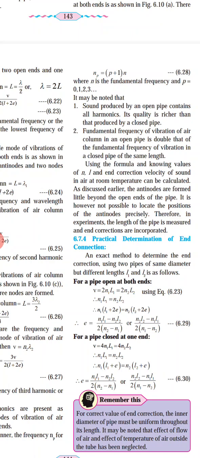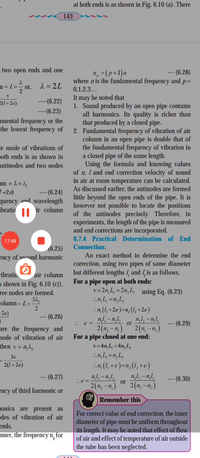The fundamental frequency of vibrations of air column in an open pipe is double the fundamental frequency of vibration in a closed pipe of the same length. Using the formula and knowing the values of N, L and end correction, velocity of sound in air at room temperature can be calculated. Antinodes are formed a little beyond the open ends of the pipe. It is however not possible to locate the positions of antinodes precisely. Therefore, in the experiment, the length of the pipe is measured and end correction is incorporated.